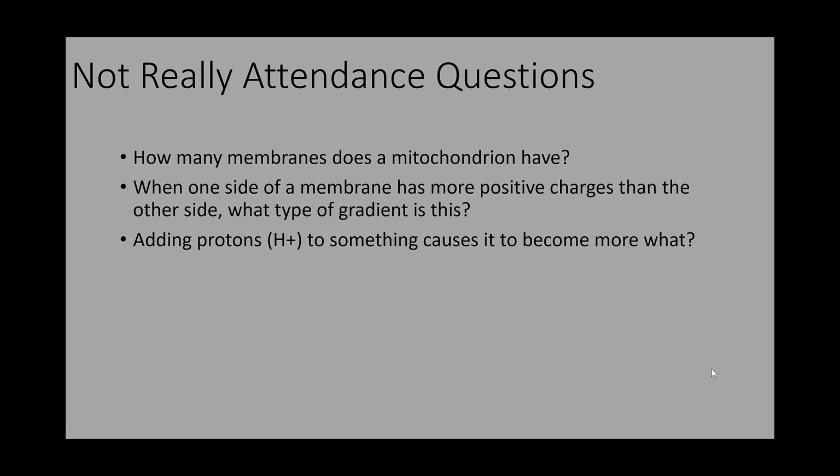How many membranes does a mitochondrion have? When one side of a membrane has more positive charges than the other side, what type of gradient is that? And adding protons, H+, to something causes it to become more what? Go ahead and try to answer those. Hopefully you paused your video and came up with some answers for those.